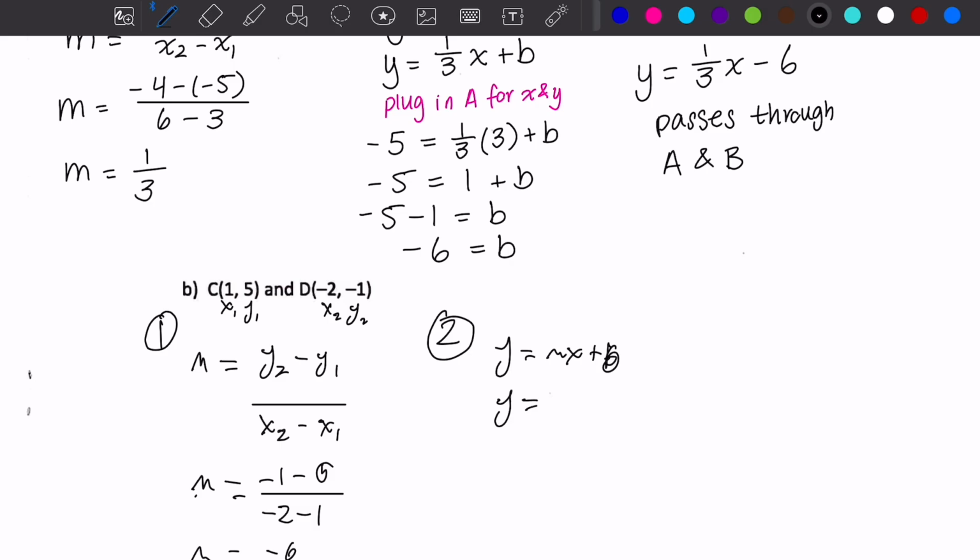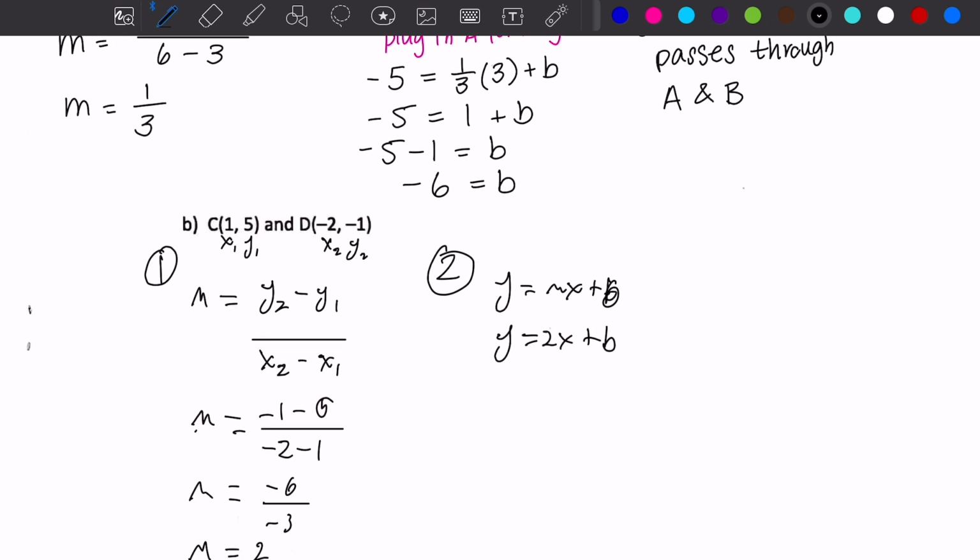So y equals 2x plus b. And then you can pick either C or D. It should give you the same exact answer for b. We're going to use C. Okay. So y, or no.